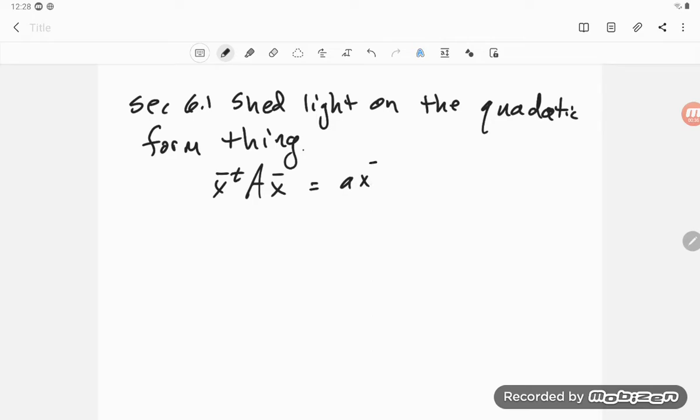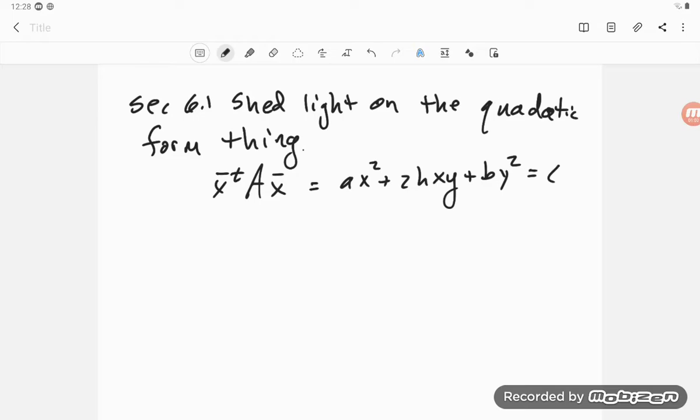a x squared plus 2h xy plus b y squared, and then we set that equal to some c. And as I pointed out, this makes various conic sections, and so you could get a circle, you could get an ellipse, you could get a hyperbola, a parabola out of this form.